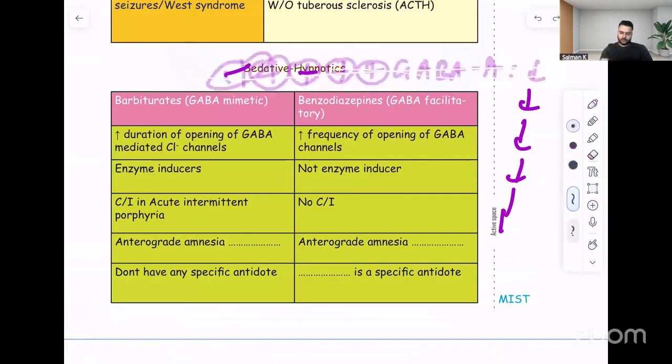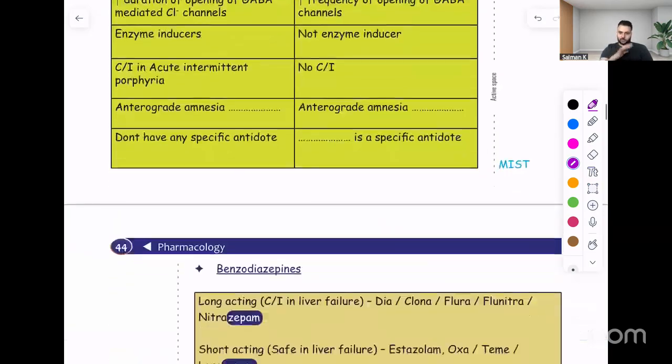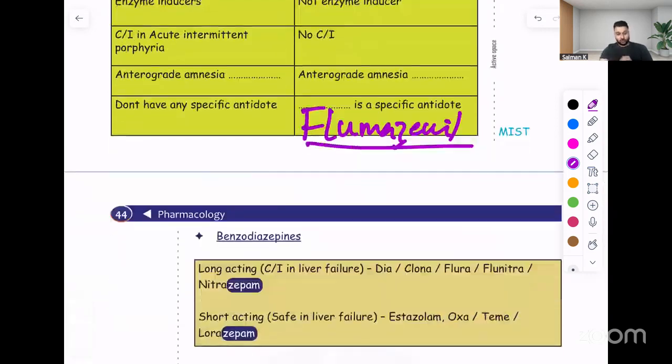Now that we see this thing here, please remember some differences. Barbiturates and benzodiazepines. Barbi means phenobarbital. Benzodiazepine means lorazepam, diazepam, etc. It is in the name itself, diazepam. Benzodiazepines, diazepam, lorazepam, they are the drugs in this category. Okay. Now, the most important repeated question. Flumazenil, it is the antidote of this drug. Okay. Benzodiazepine, the antidote is flumazenil.